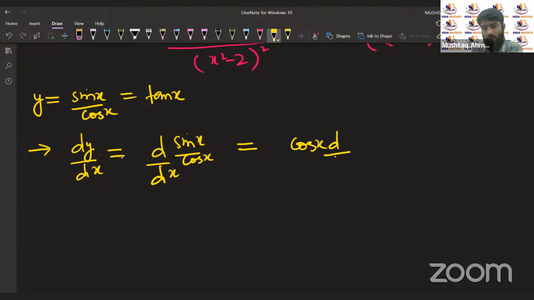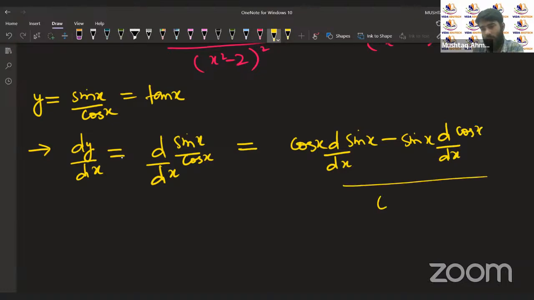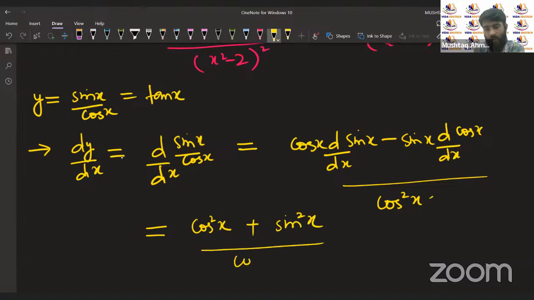We'll be taking the derivative of sine x, minus sine x will be outside the derivative, and we'll be taking the derivative of cos x, upon cos square x. So sine x has the derivative cos x, so it will be cos square x, and the derivative of cos x is minus sine x, and minus minus will come out to be positive, so it will be sine square x upon cos square x.